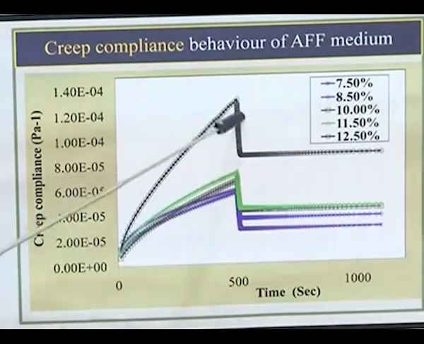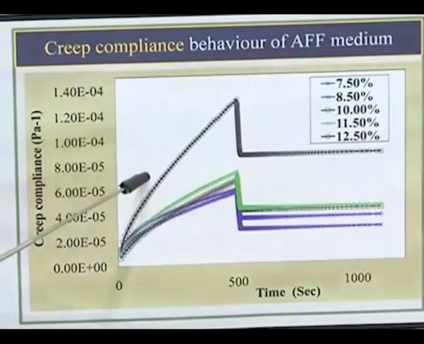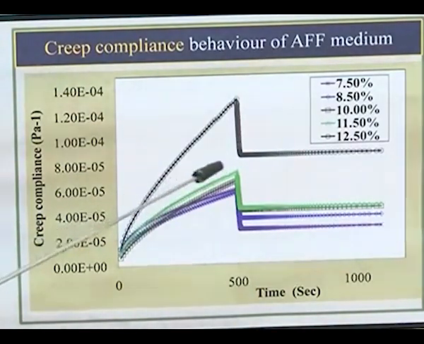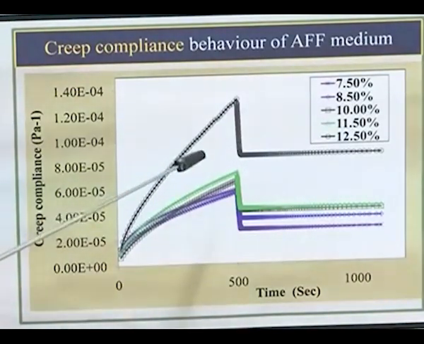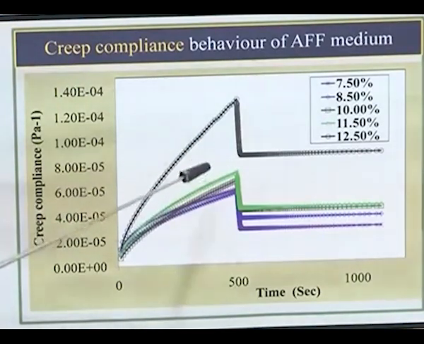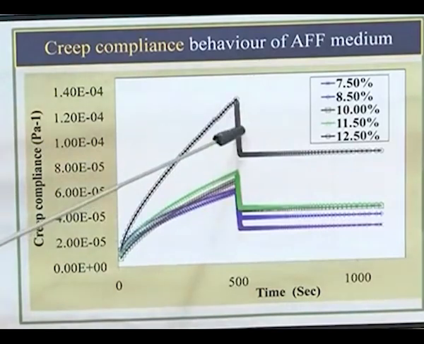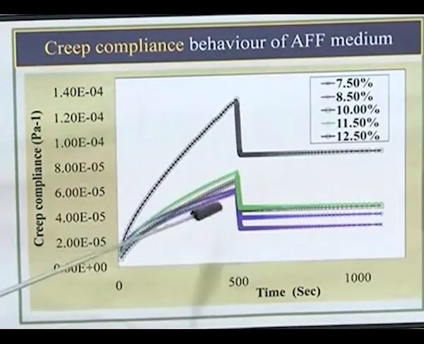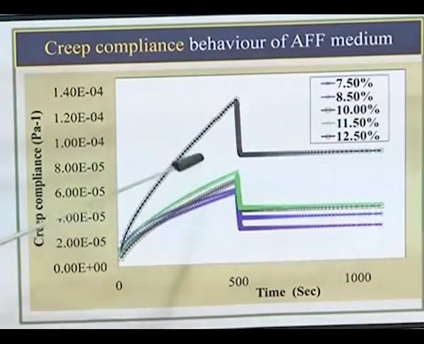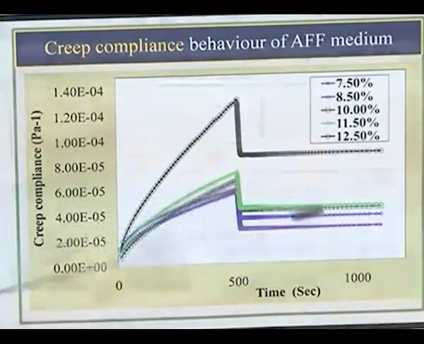From this creep compliance curve, we can understand how much viscous component and how much elastic component is there in the medium, because the viscous component tells you the flowability and the elastic component tells you the radial force component. From this curve, the elastic component tells you the radial force and the viscous component tells you the axial force. Both these forces are required in the viscoelastic medium in order to remove the material at the nanoscale.